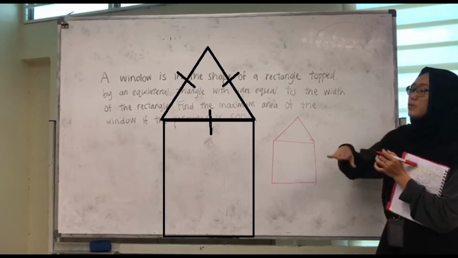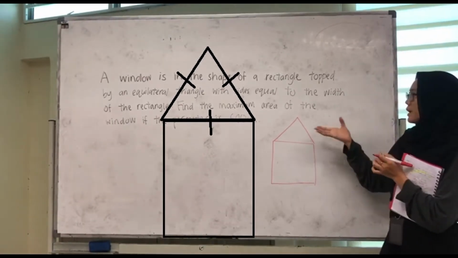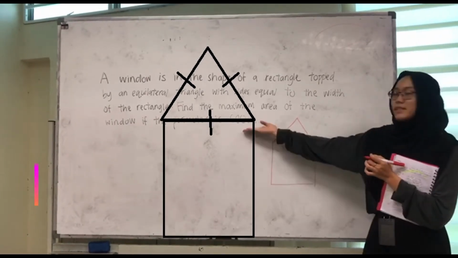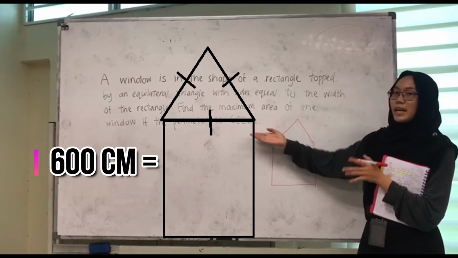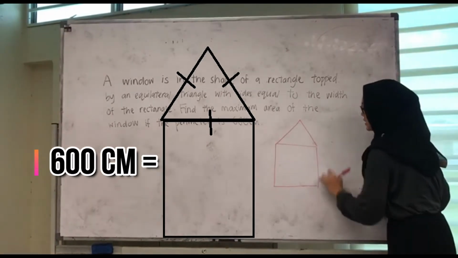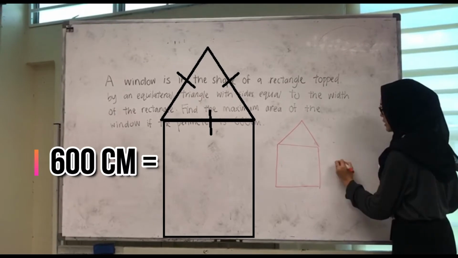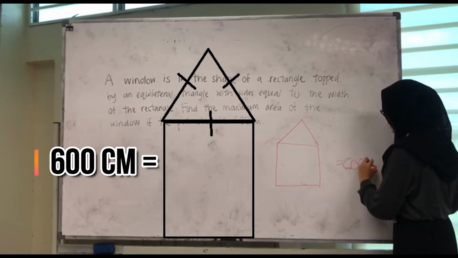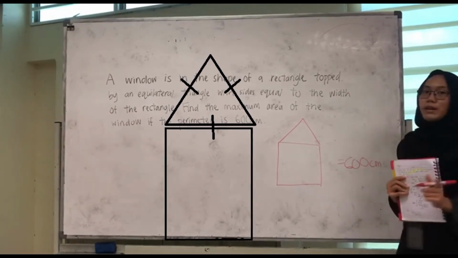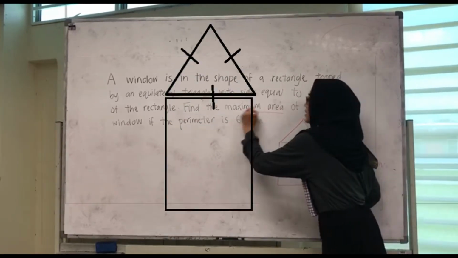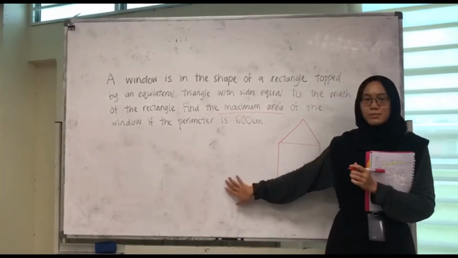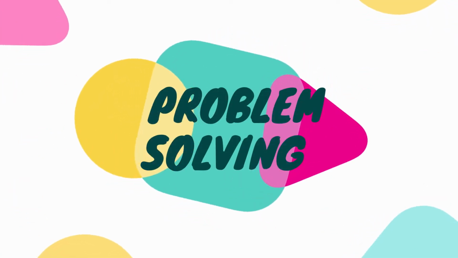The only hint or clue they give is the perimeter of 600 cm. So the perimeter of the whole window is equal to 600 cm. However, we want to find the maximum area. So how do we solve this problem? Now I will show you the solution of the question.